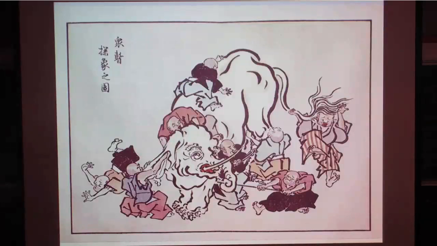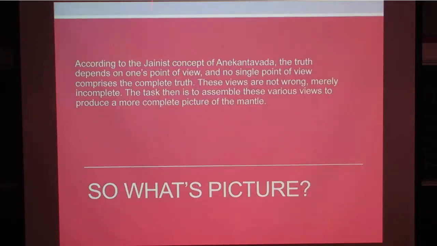All right, so Barbara mentioned this business of the blind men and the elephant, and this is a story that's supposed to illustrate this concept of Anekantavada, which basically states that the truth depends on one's point of view, and no single point of view comprises the complete truth. And these views are not wrong, merely incomplete. So our task then is to assemble the various views to produce a more complete picture of the mantle. Of course, that's the whole point of CIDER.